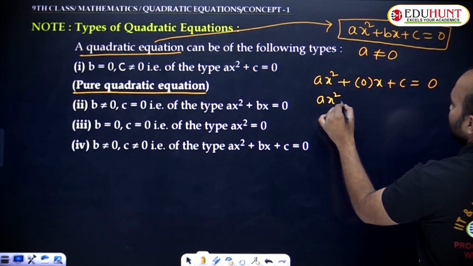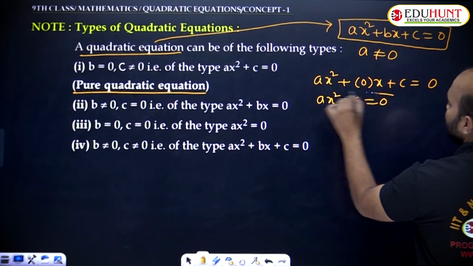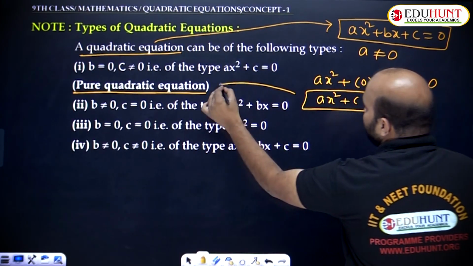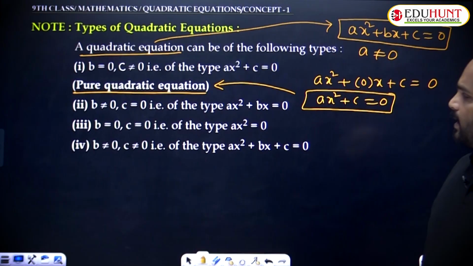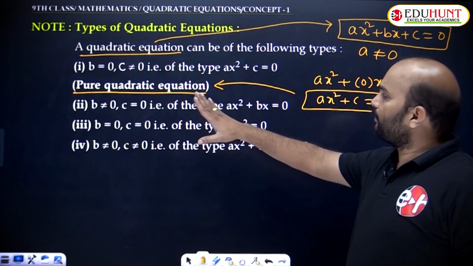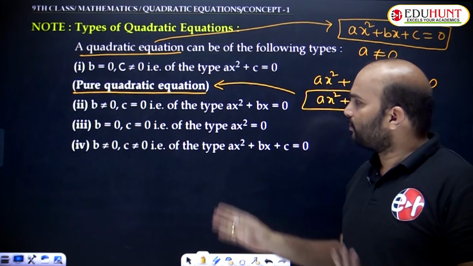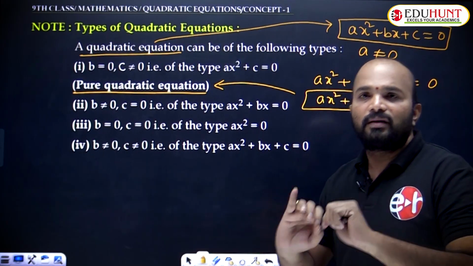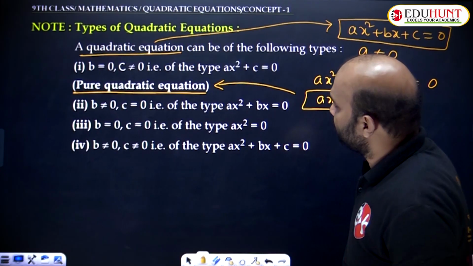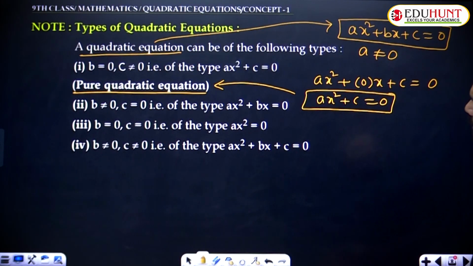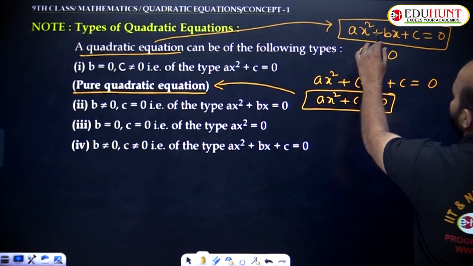So, 0 into x is 0. What is the equation? ax square plus c equals 0. It is called a pure quadratic equation. So, if it is asking for a pure quadratic equation, b equal to 0, the linear part is always 0, and that is said to be a pure quadratic equation. Am I clear? So, in the second Roman, the second condition, b not equal to 0, c equal to 0.